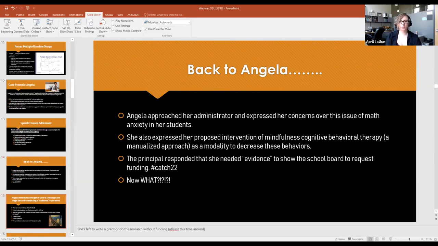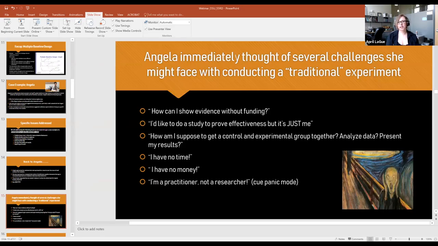She immediately thought, and this again is something that counselors and practitioners think of when they think of a traditional experiment, oh my goodness, how am I going to show evidence without funding? How am I going to do this when it's just me?